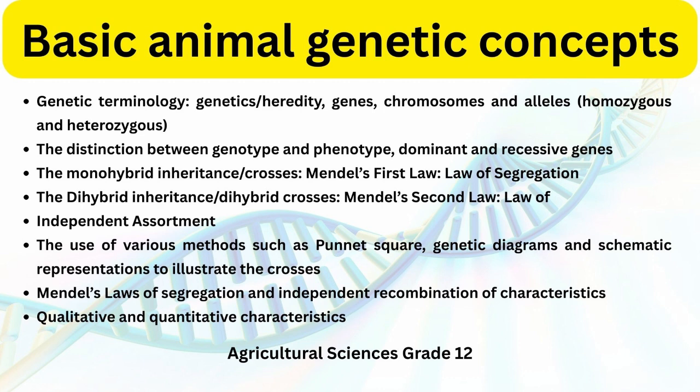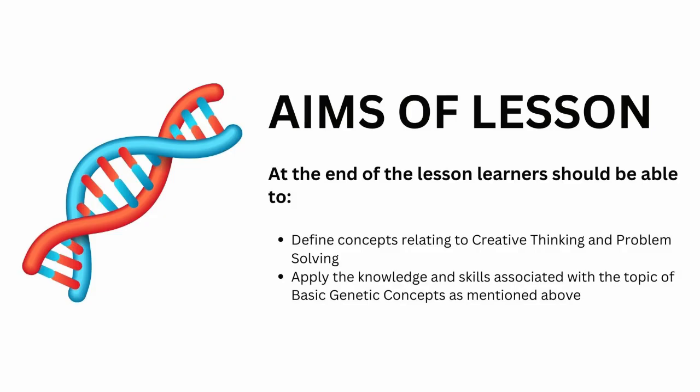Qualitative and quantitative characteristics. Aims of lesson. At the end of the lesson, learners should be able to define concepts relating to creative thinking and problem solving. Apply the knowledge and skills associated with the topic of basic genetic concepts as mentioned above.